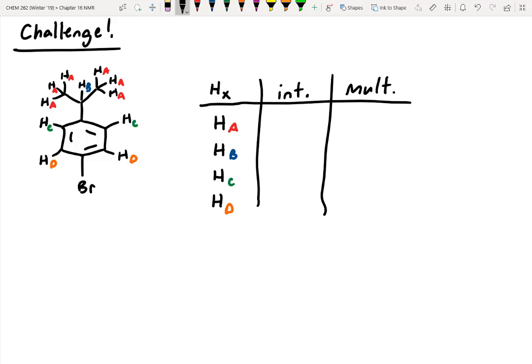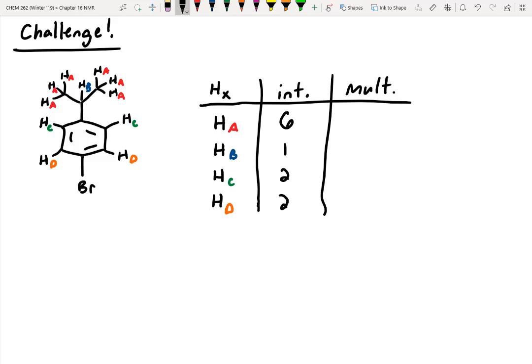All right, give me a thumbs up if you think you got this one. Thumbs up if you think you got it. All right, so let's take a look at HA. There's 6 total protons making up the signal for HA, so I'll just put in 6 here. There's 1 for HB, there's 2 for HC, and there's 2 for HD.